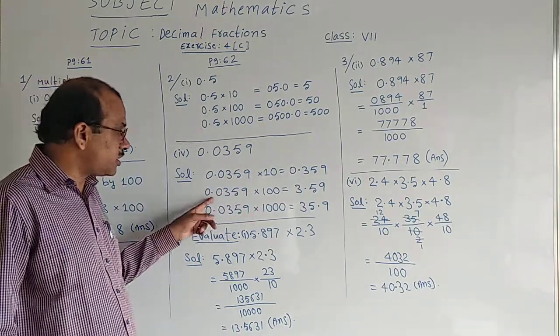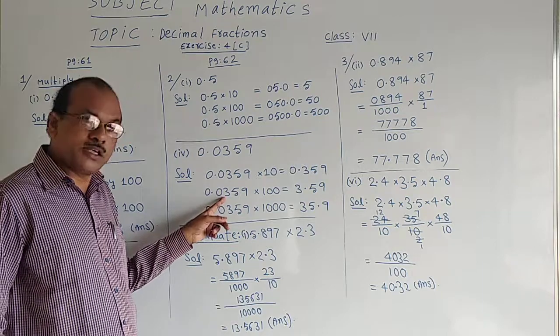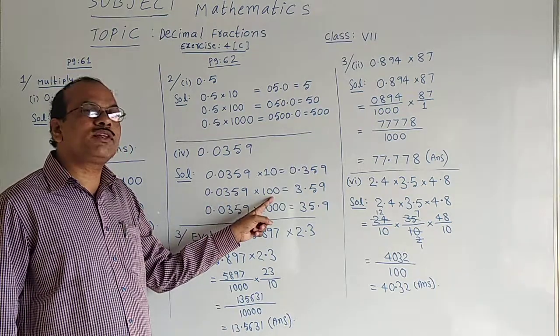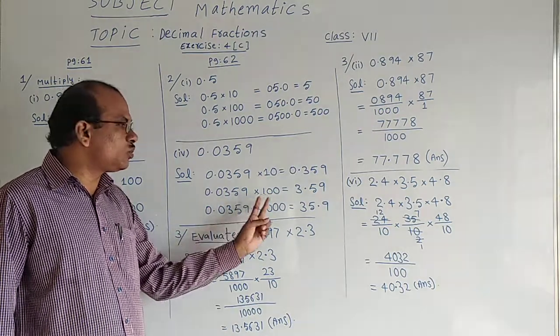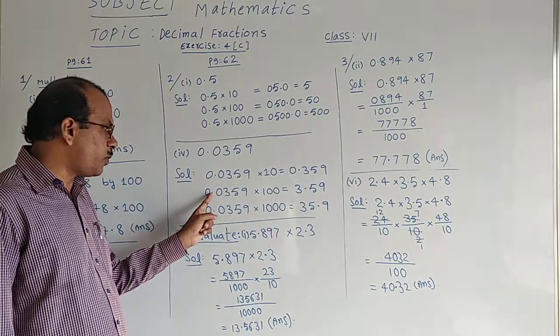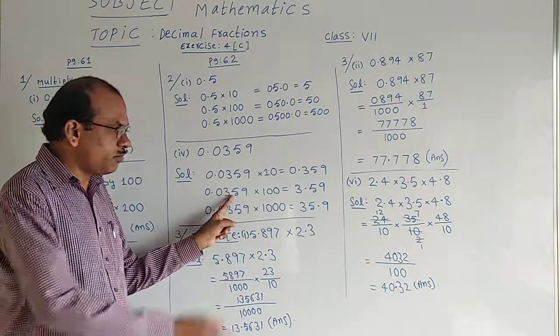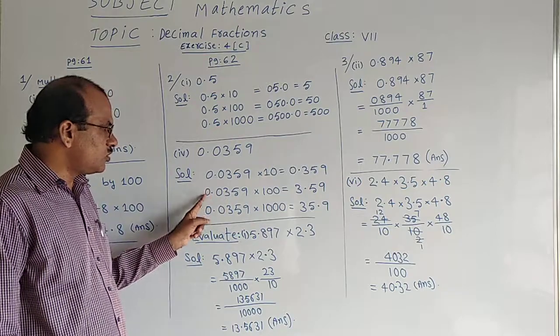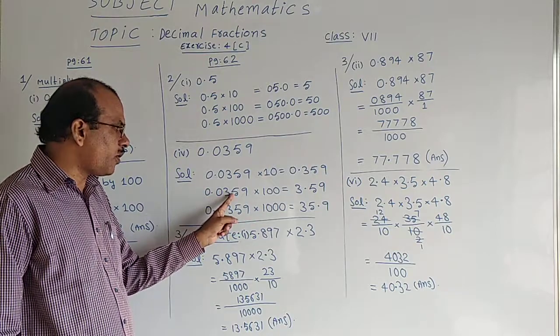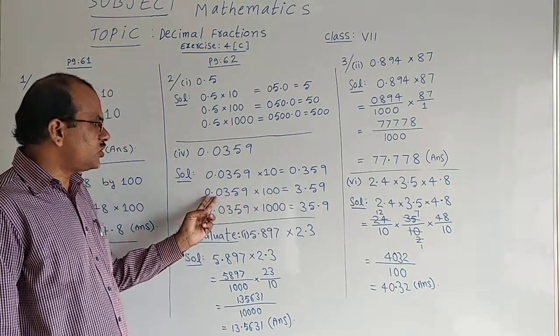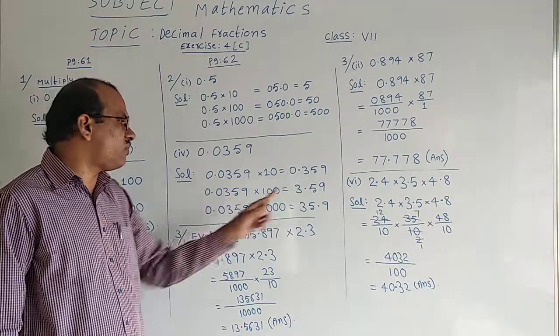Next part: the same decimal number multiplying with 100. Starting 1 and 2 zeros are there. So this point should cross 2 digits because of the 100. So 003.59. The zeros have no value, just 3.59.